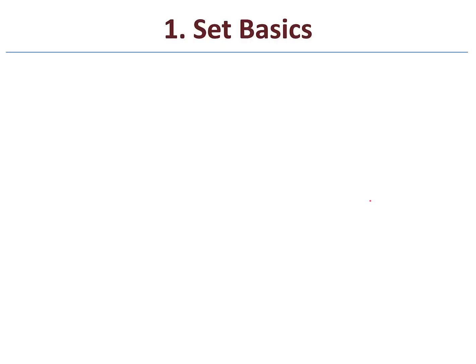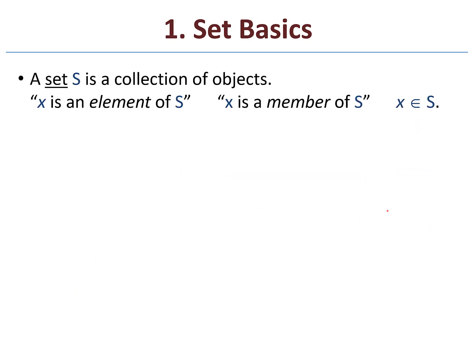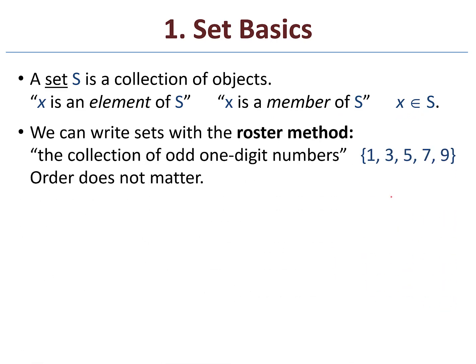Let's begin. Set basics. A set S is a collection of objects. We might say that x is an element of set S, or x is a member of set S, and we write that idea using this notation. We can write sets with the roster method. That's where you actually list the elements out. So the collection of odd one-digit numbers might be written this way.